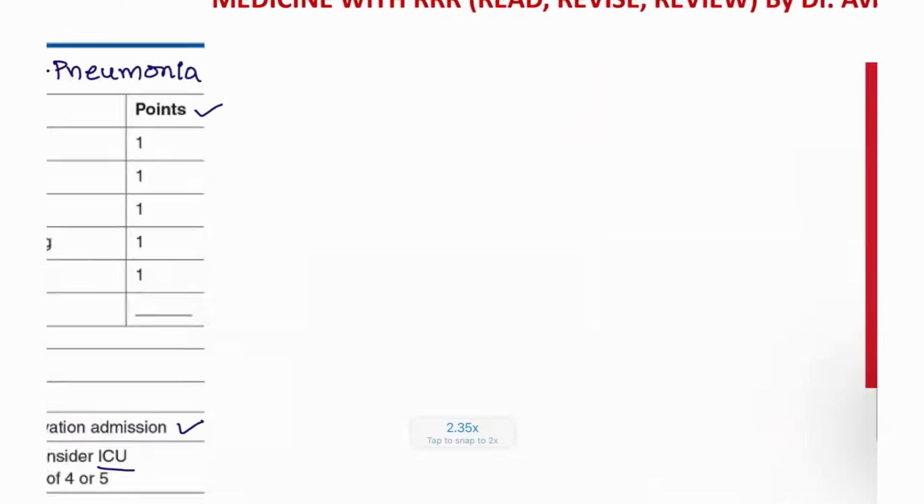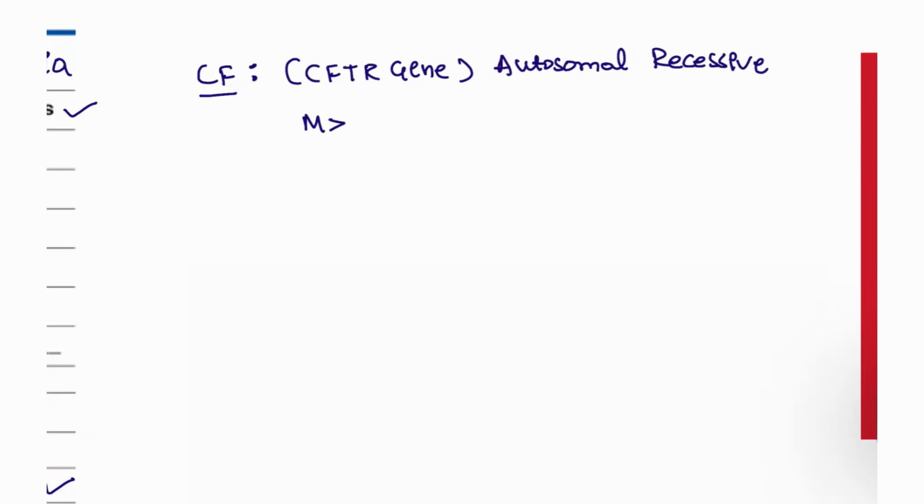Next, moving on to cystic fibrosis. Cystic fibrosis involves the CFTR gene mutation. It is an autosomal recessive condition. Most commonly, males are involved more than females, and this gene is seen on chromosome 7q. It is where the cystic fibrosis gene is affected.